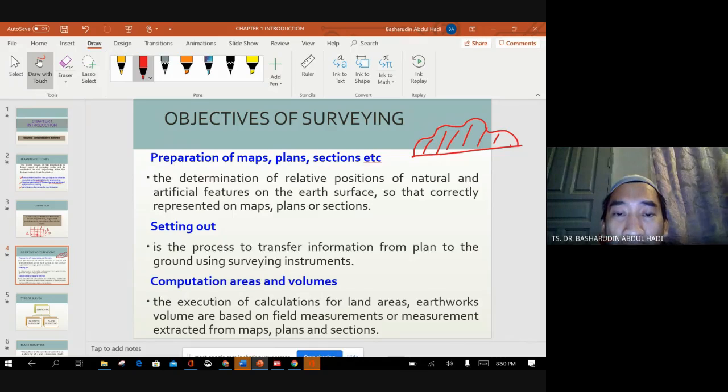if we build housing schemes in the surrounding area where we have very polluted mills or very polluted factory. Okay, so that's why we want to know. Okay, next is setting out. It's the process to transfer information from plan to the ground using surveying equipment.